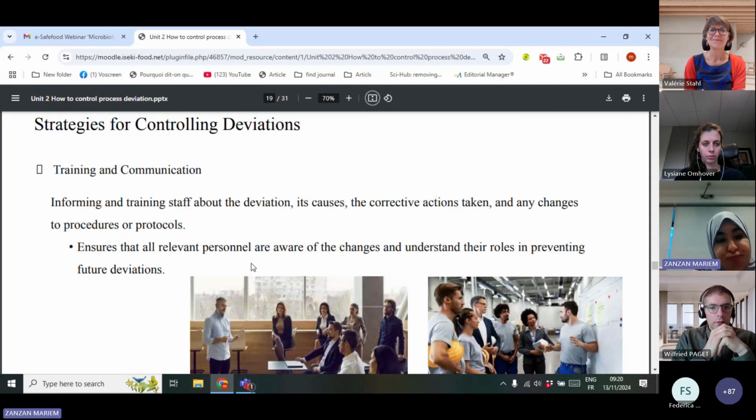So here, I want to focus on training and communication. Informing and training staff about deviations that happen, the cause of the deviation, the corrective action taken, and any change to procedure or protocol is important to ensure that all relevant persons are aware of the changes and understand their role in preventing a future deviation.